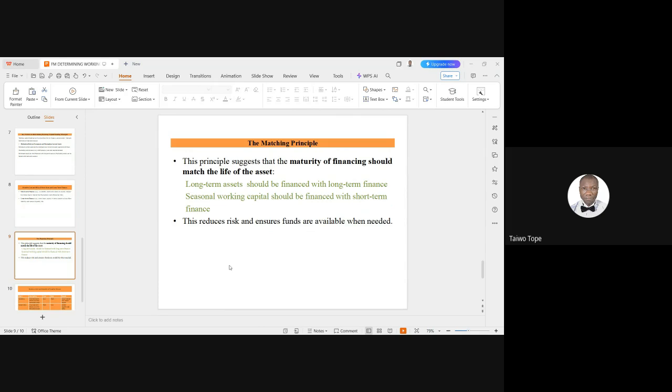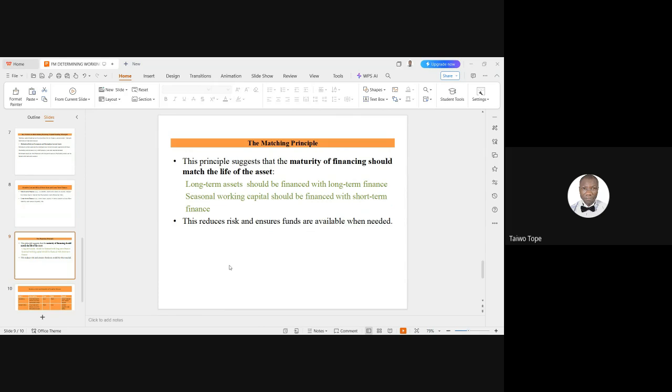So you must match long-term assets with long-term finance. So also we have fluctuating assets. You have to match fluctuating assets with short-term funding. Short-term loans, overdraft, or trade credit are cheaper and more flexible, making them suitable for temporary spikes in working capital needs. So it is very clear. It is like using a credit card for seasonal expenses. You can pay off quickly.